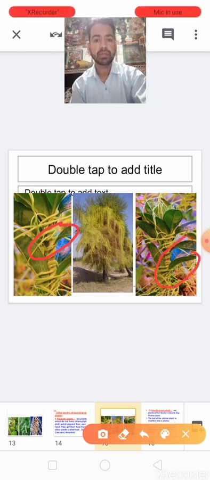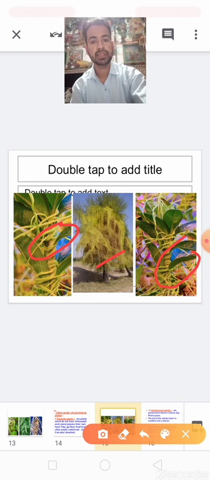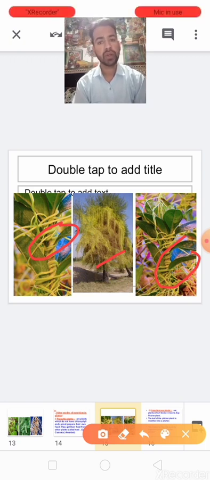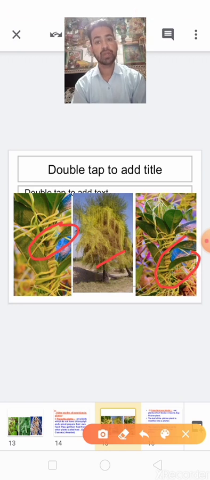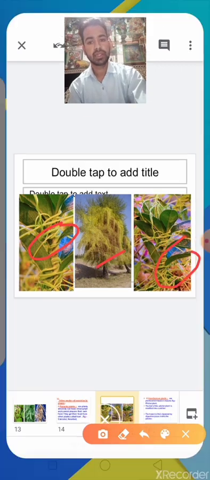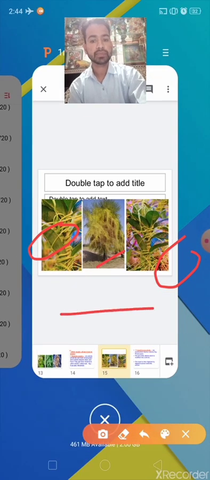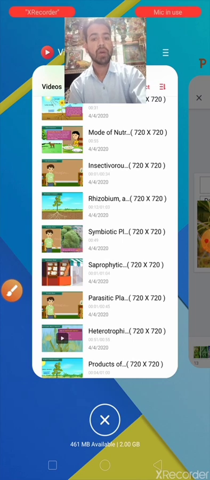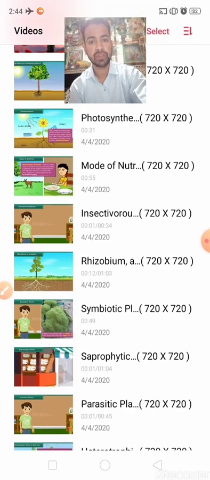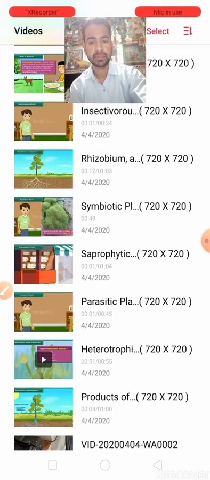Okay, 3 picture are here, that is a cuscuta. The cuscuta living on the host. Without killing the host, they are taking their food from that. Okay, any problem regarding that? So about parasitic plant, I want to also play a video. Just see very carefully. Parasitic plant.